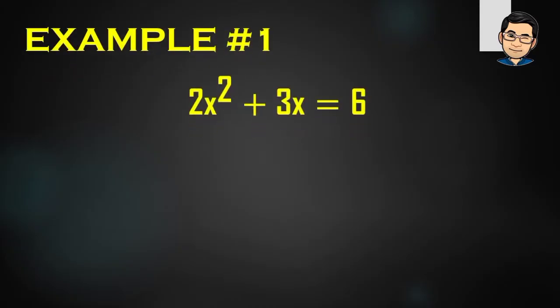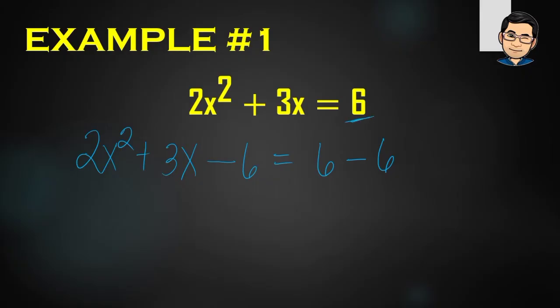So, let's have example number 1. So, 2x squared plus 3x equals 6. So, isusulat natin siya sa standard form. So, ang mangyayari nito, yung 6 na constant term, kailangan mailipat siya sa kabila. And then, kailangan equal 0 lang siya. So, paano yon? So, ganito. 2x squared plus 3x and then minus 6 equals 6 minus 6. So, bakit nagma-minus 6 tayo? Para mawala yung 6 dito sa right side.